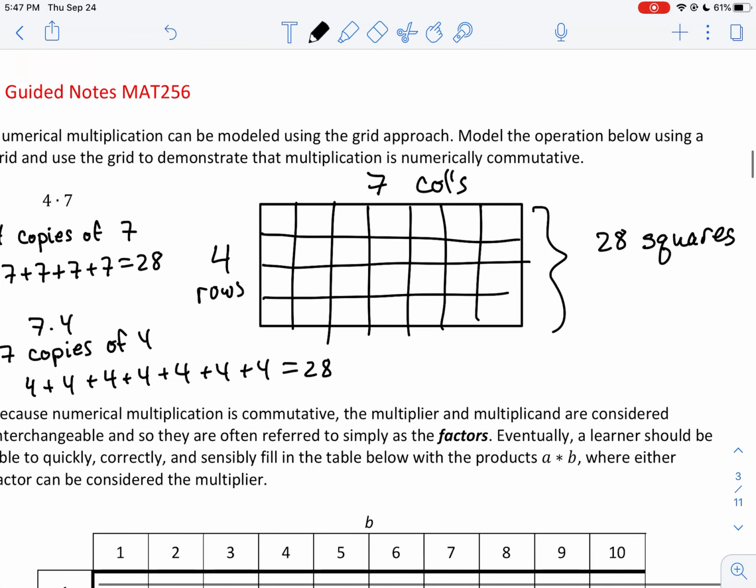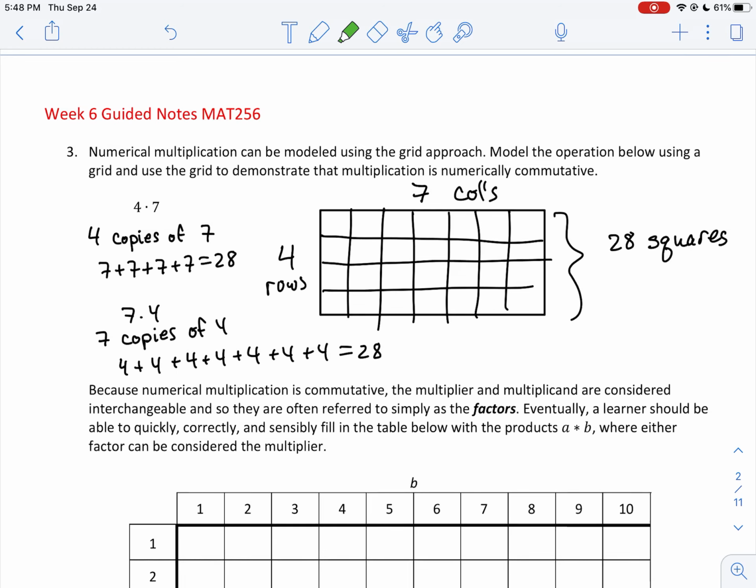So the grid is very helpful because you can crisscross through it. You can be thinking of, well, here's 4 copies of 7, or you can think of this as 7 copies of 4. And the grid is helpful for showing that multiplication is numerically commutative. In the end, we're talking about 28 squares here.